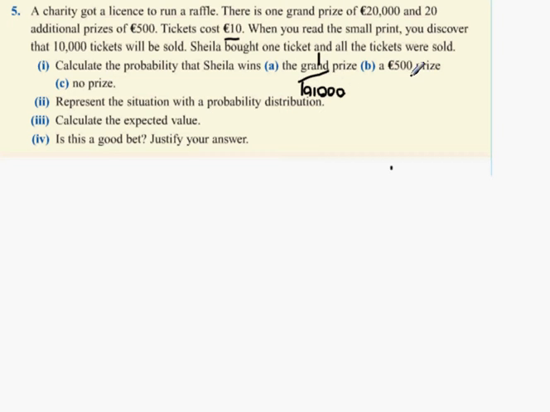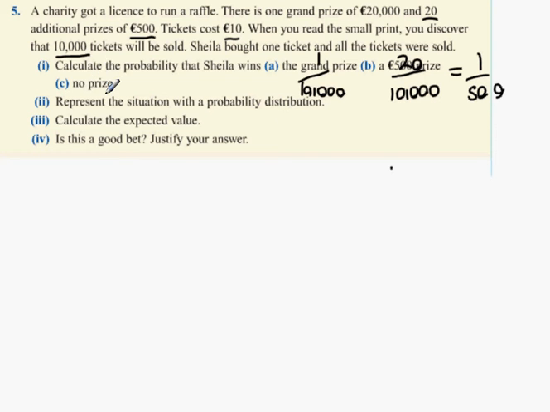What is the probability of her winning a prize of 500? How many tickets will give you the €500 total? So it's going to be 20 out of 10,000, which is 1 out of 500. Where did you get 1 over 10,000 again? It says 10,000 tickets are sold, and only 1 ticket will win you the grand total. So you have a 1 in 10,000 chance of winning that.